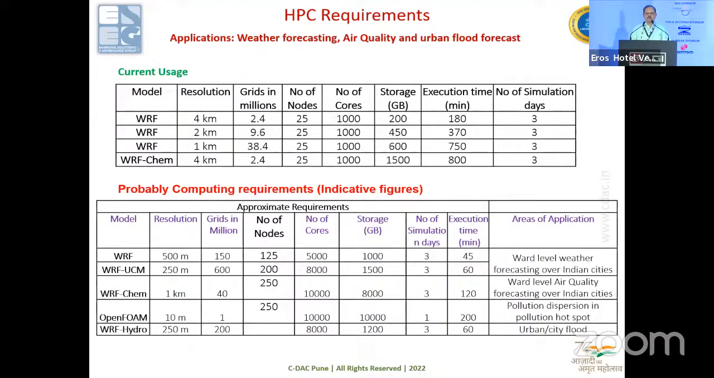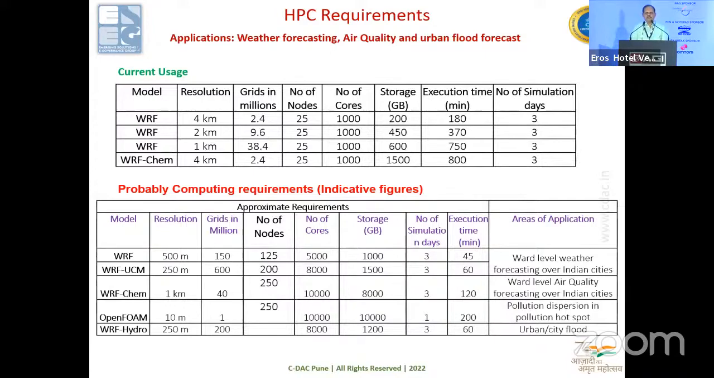If you want to give a world-level forecast at 5 meter resolution, we require around 125 nodes and around 5,000 cores, so that we can process data in 45 minutes. This is talking about Pune. So you can assume what kind of resources we require to process this data.